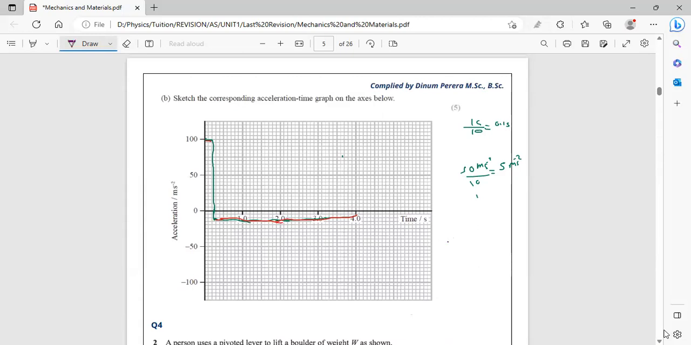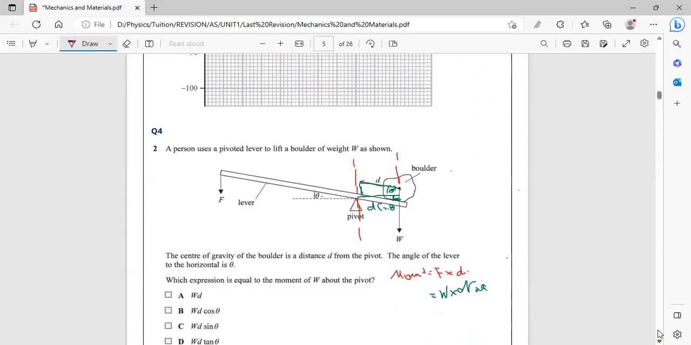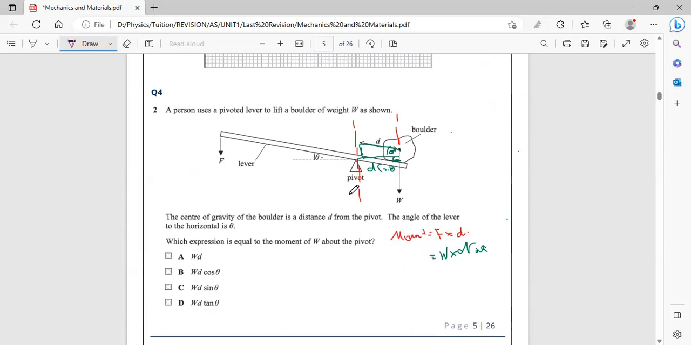Okay, then moving on to question number 4. Moment is force into perpendicular distance. Force is W. Perpendicular distance from the pivot will be d cos theta. This distance, d cos theta. So W d cos theta. Answer is B.